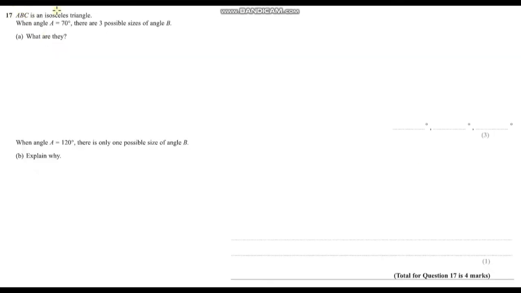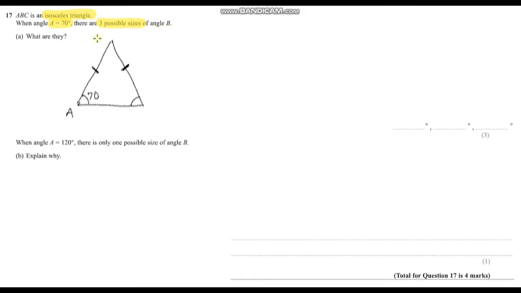Question 17. ABC is an isosceles triangle. When angle A equals 70 degrees, there are 3 possible sizes of angle B. What are they? So let's just draw in our triangle. So we know that it's isosceles. So again, this is not a perfect drawing by all means. But if it's isosceles, we know that these 2 lengths are the same and these 2 angles are the same. Now it says that angle A is 70 degrees, so let's just say that's this one here. So angle A is 70 degrees. There are 3 possible sizes of angle B.